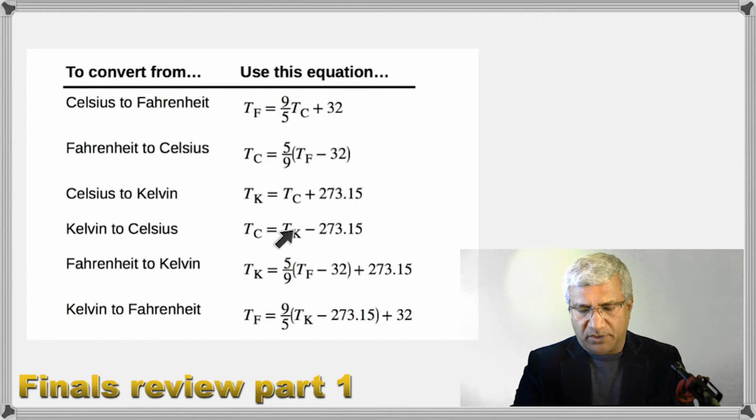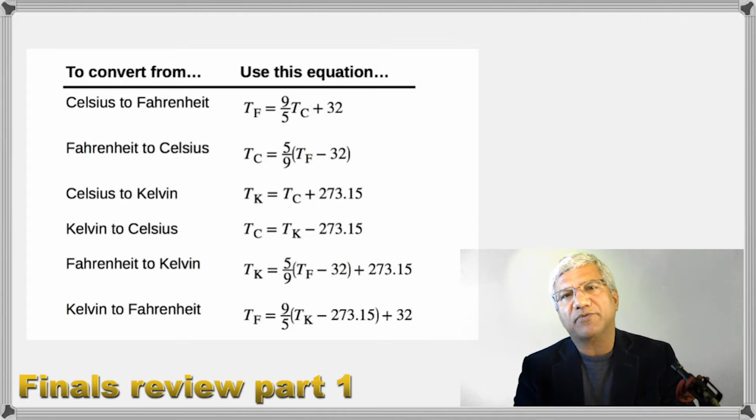And from Kelvin to Celsius, you just subtract 273. Now Fahrenheit to Kelvin, first change Fahrenheit to Celsius and then change it to Kelvin. Similarly, Kelvin to Fahrenheit, first we change from Kelvin to Celsius, you can see that here, and then to Fahrenheit. So that's how you convert from one to the other. You just have to put in the numbers carefully.